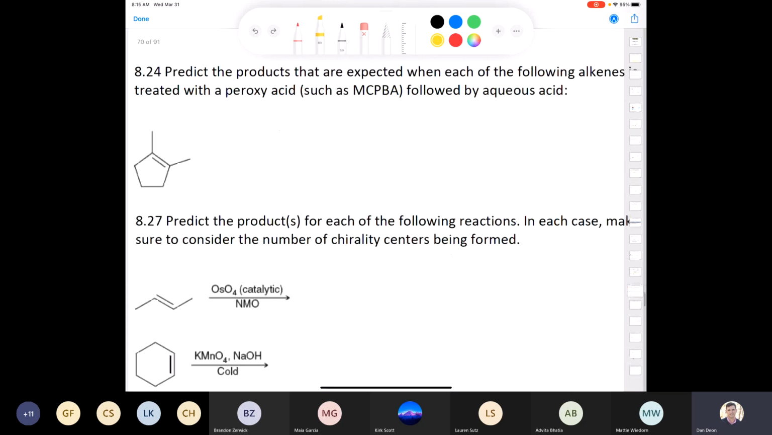All right, well, let's move on from there. And let's try some questions. This is question 8.24. It says, predict the products that are expected when each of the following alkenes is treated with a peroxy acid like MCPBA.